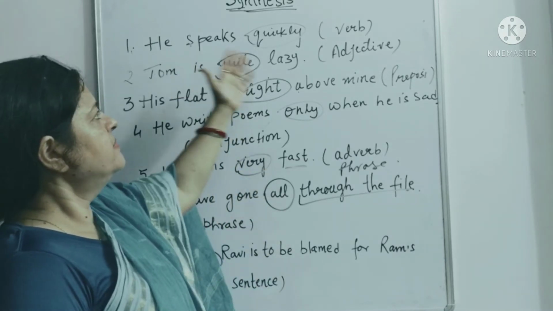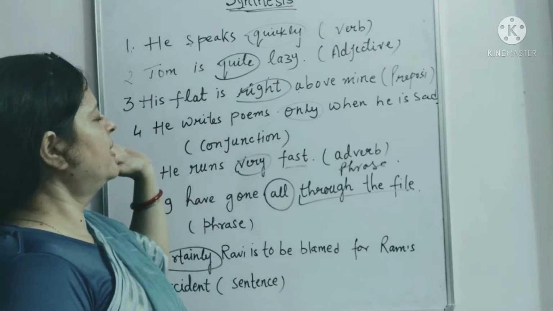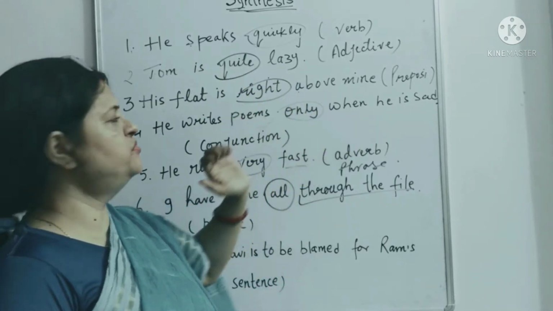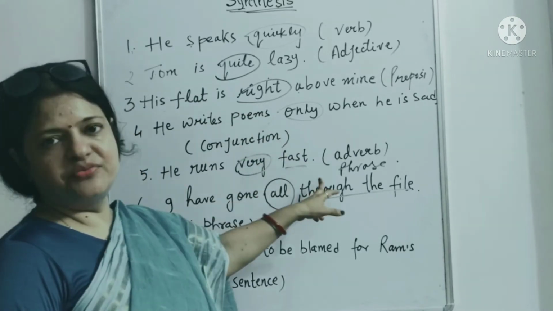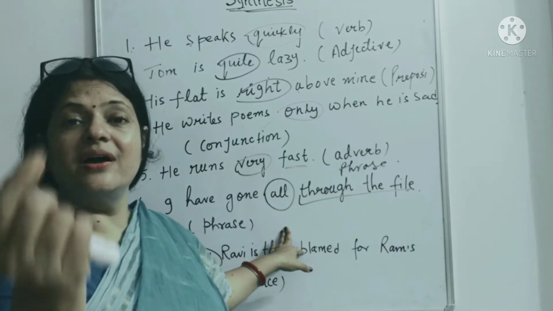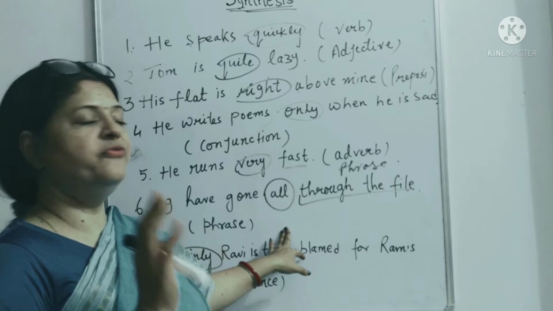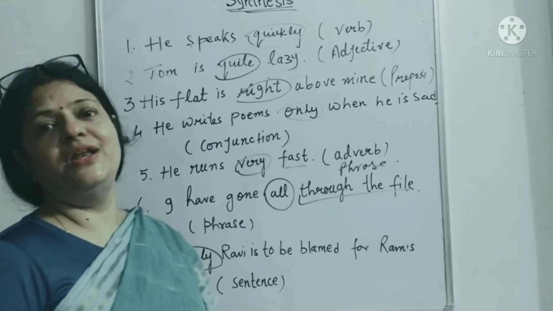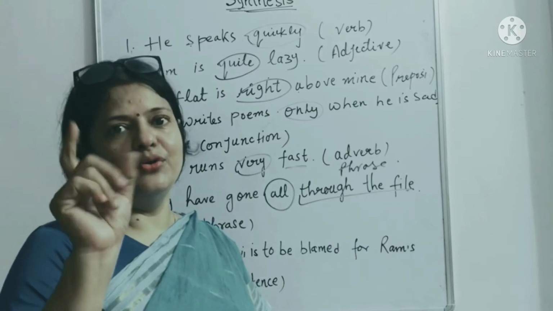It can come as a verb modifier, as an adjective modifier, right before the preposition, right before the conjunctions, and it modifies another adverb. It comes in front of a phrase by modifying it, and it comes in the beginning of a sentence. So these are the works of a single-word adverb.